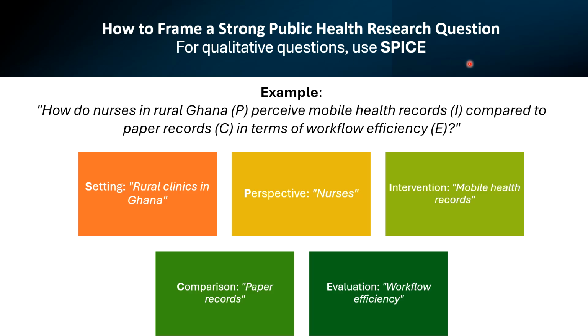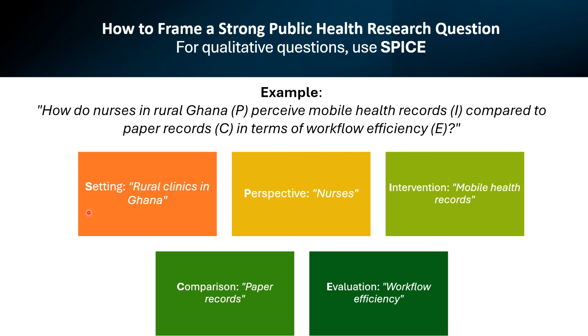Frame a strong public health question while we are doing qualitative research. For a qualitative question, we use the SPICE model, the SPICE acronym. How do nurses in rural Ghana perceive mobile health records compared to paper records in terms of workflow efficiency?